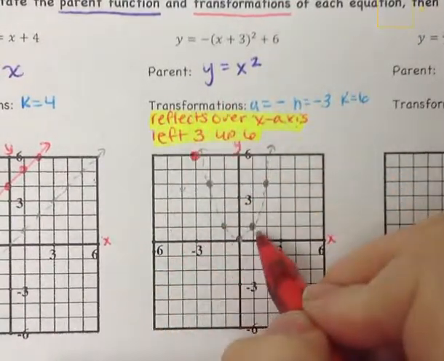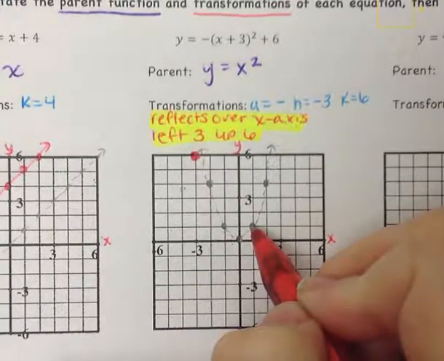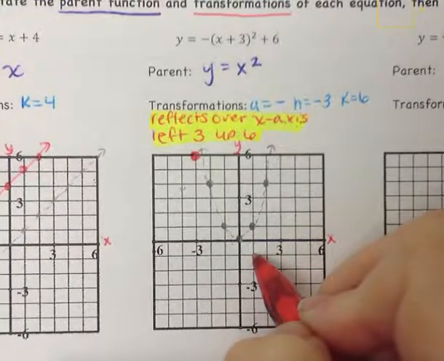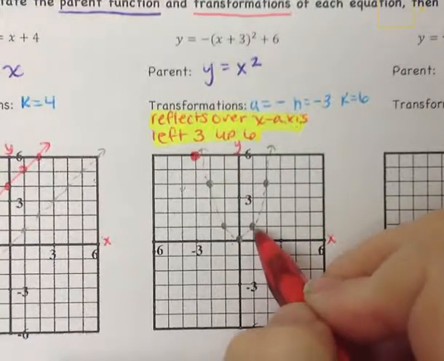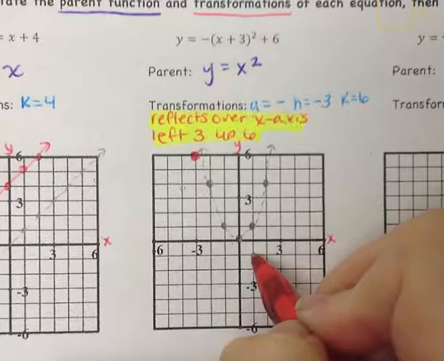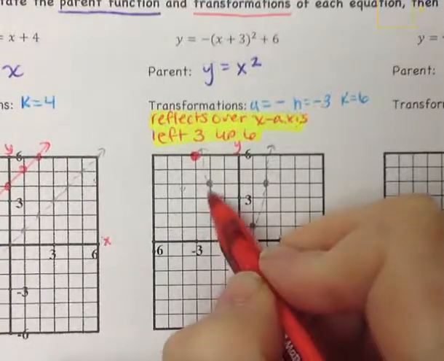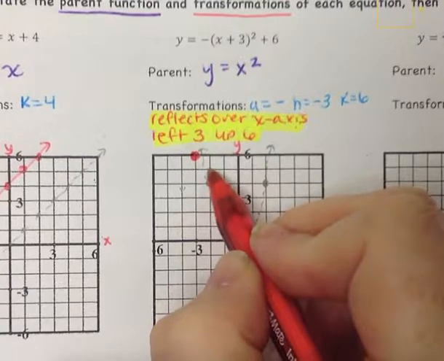If I want to take this next coordinate, to reflect over the x-axis, I have to go to the x-axis by counting once, then I have to reflect over by counting one more. This is a reflection. This will just reflect to here. Now I need to move from this coordinate left 3 and up 6. 1, 2, 3. 1, 2, 3, 4, 5, 6. This is my new coordinate.